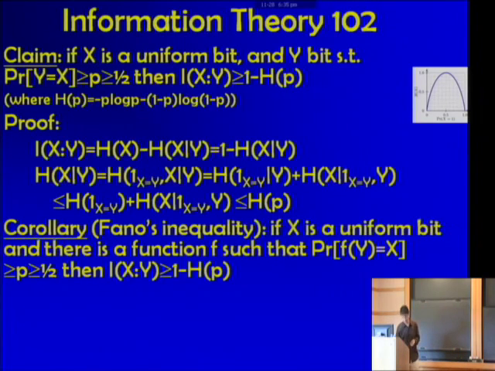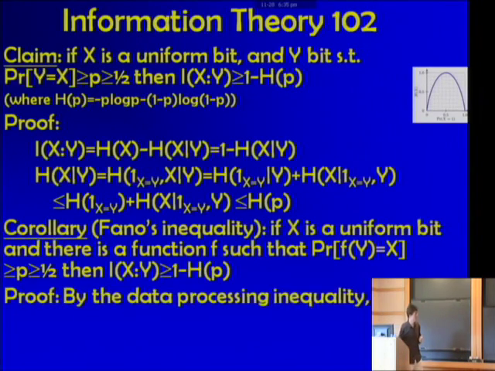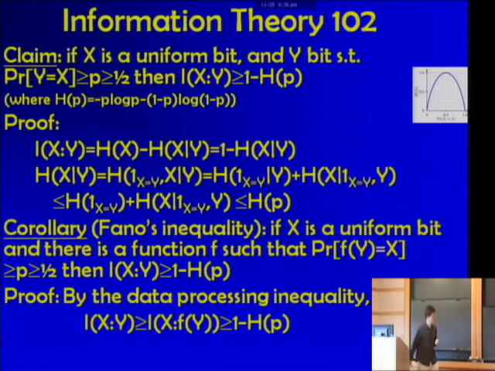And this follows from the previous claim quite easily. What you need to use is something called the data processing inequality, which is just convexity. It just says that if you apply a function to a random variable, you cannot increase the mutual information. This is just convexity. It's also very easy to prove. So we obtain that the mutual information between x and y is at least that of mutual information between x and f of y, which by the previous claim is at least 1 minus entropy of p.